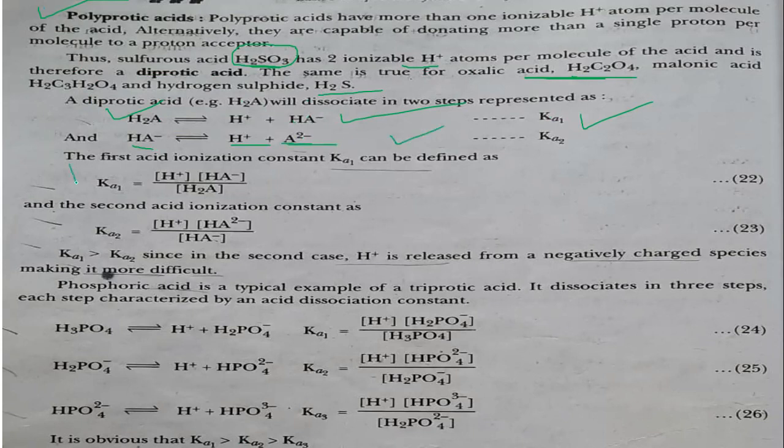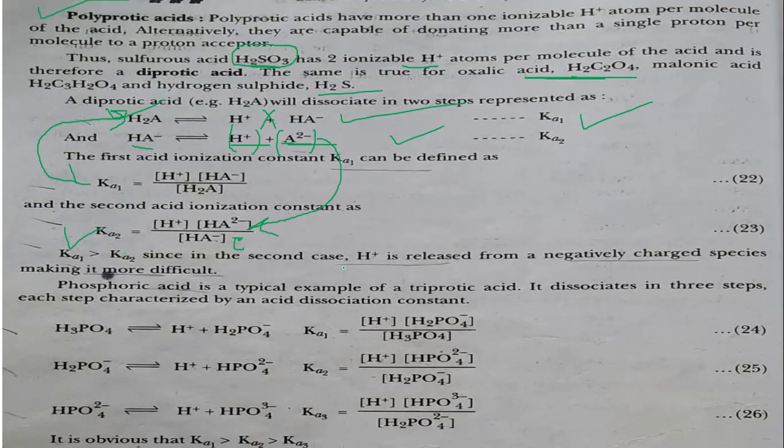The first dissociation constant is written by this equation by applying the law of mass action: the product of the concentrations of these two species, and the second dissociation constant is written using this equation. Again it is the product of the concentrations of these two species upon the concentration of the reactant. HA is the reactant that goes to the denominator, right? So, law of mass action. What they are saying here is that Ka1 is greater than Ka2.